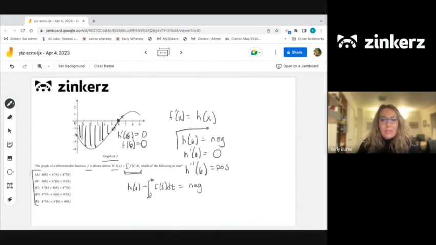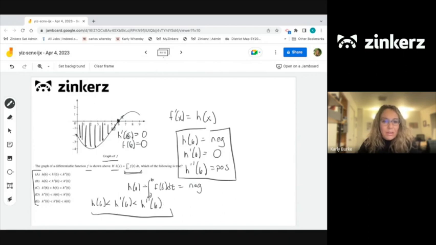So this is actually the correct order to place them in. It's going to go h of 6 is less than h prime of 6, which is less than h double prime of 6. And there you have it. This is the right order. So just find the right answer, and it's A.